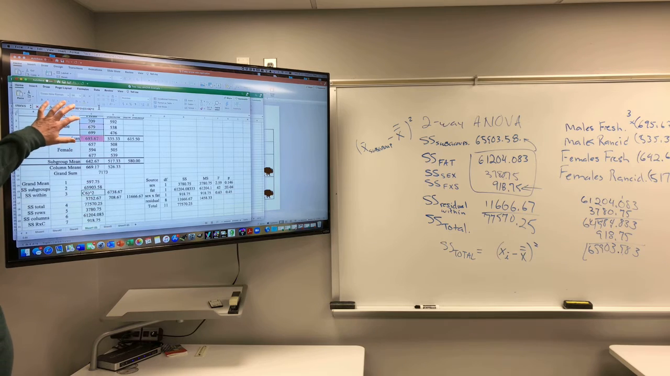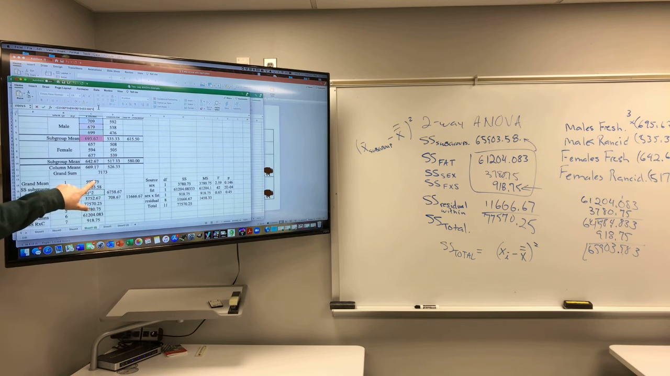this minus that mean squared, this minus that mean squared, this minus that mean squared is where you got this value here. So it's the same thing that we did in a one-way ANOVA. You're comparing, in some cases, individual values to the sample mean, which is where you get sum squares within. In some cases, you're comparing individual values to the grand mean. That's where you get total sums of squares.